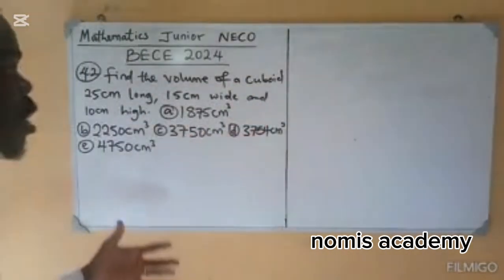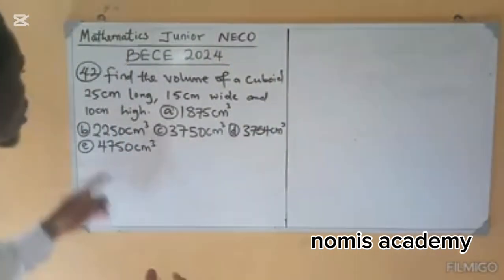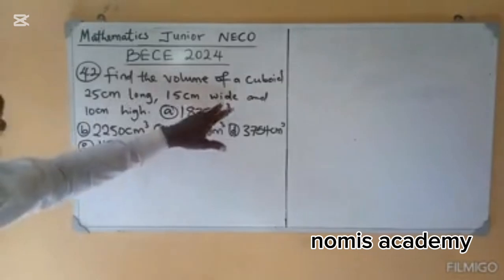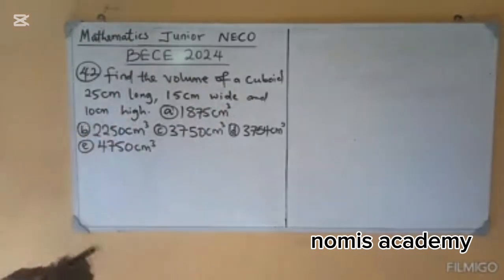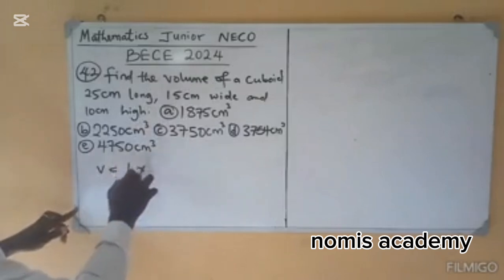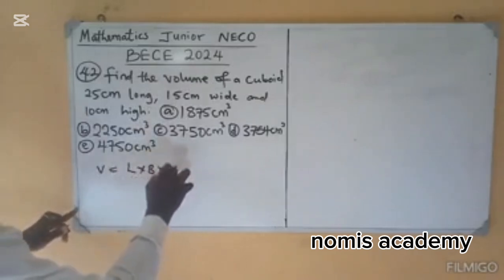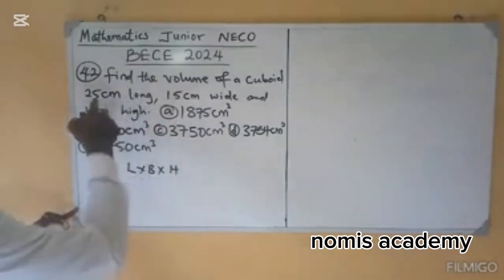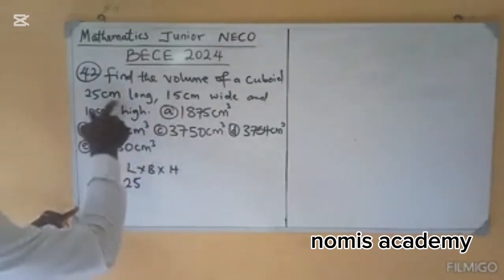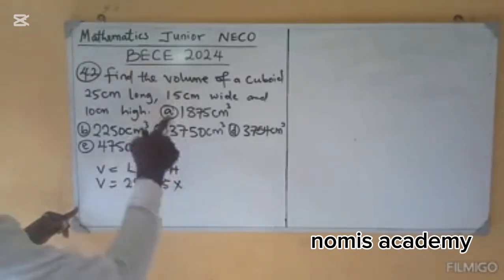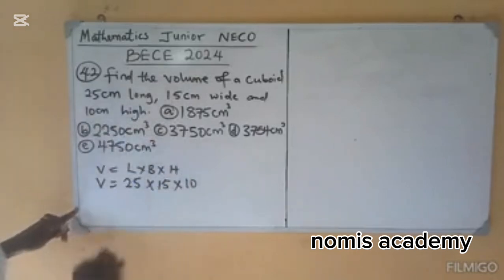A cuboid is a solid shape with three dimensions. The three dimensions are the length, the width, and the height. The volume of a cuboid is given as length times breadth times height. In this case the length is 25 centimeter, the breadth is 15 centimeter, and the height is 10 centimeter.